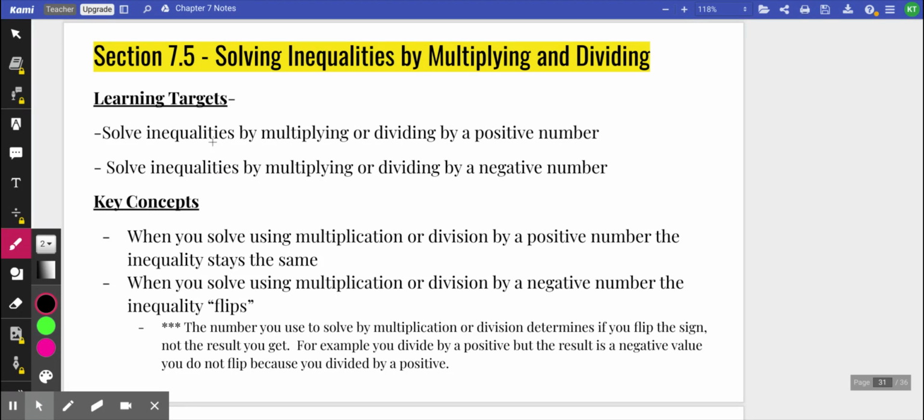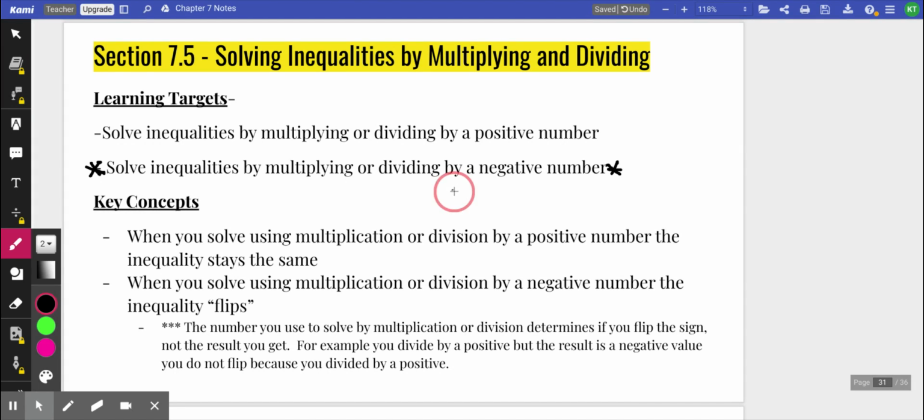So our targets are to solve by multiplying, dividing by a positive, and solve by multiplying or dividing by a negative, right? And this is where our special rule is going to come into play. All right, so our key concept, and it'll make more sense. I know this is a lot of words right now, but we'll look at examples of them to hopefully help you out when you're doing this. It says when you solve using multiplication or division by a positive number, the inequality stays the same.